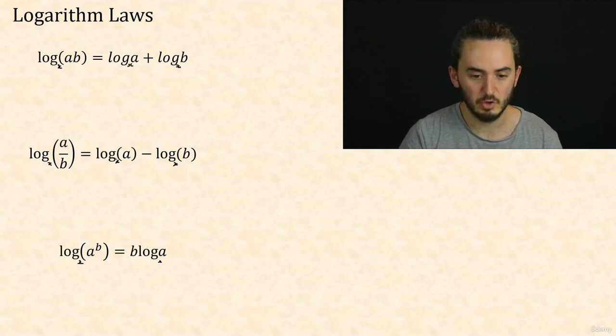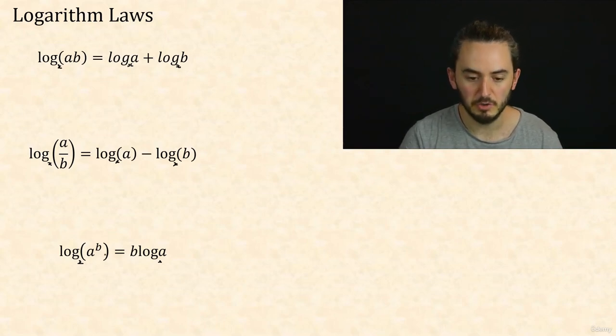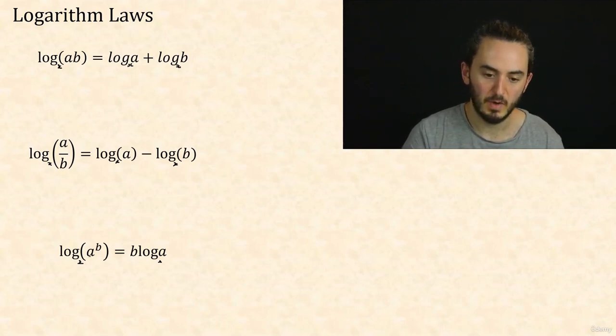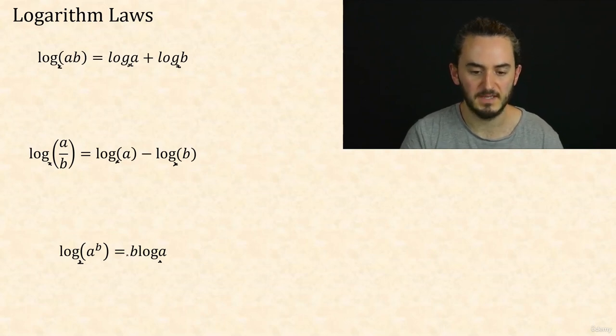The subtraction law, or the division law, is that the log of one number divided by another is the log of the number on top minus the log of the number on the bottom. And the final law, the power law, is if you've got the log of one number raised to another power, it is that power times the log of the original number. You can think of that power as just sort of flying down to the front like that. So there are your 3 laws.